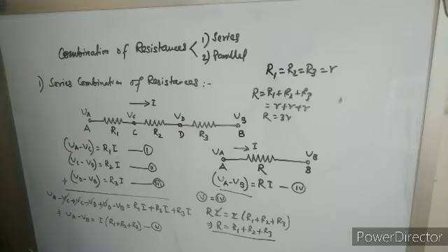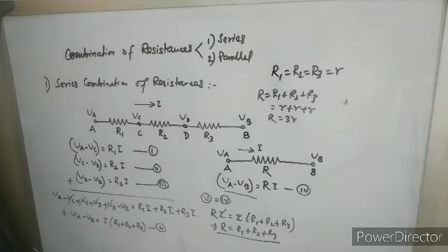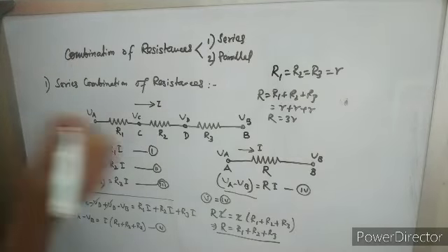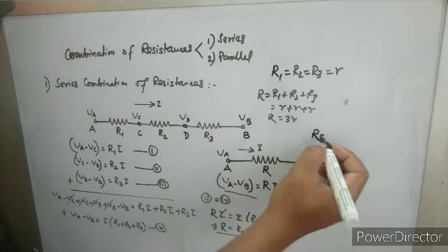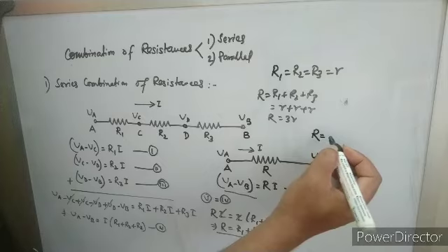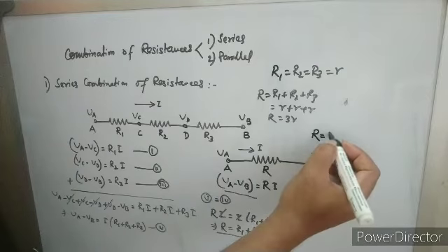In the same way, if we consider there are n numbers of resistances, n being a finite number, for generalization, we can say n numbers of resistances are there. If n resistances are connected in series, then the equivalent resistance will be R equals nr.